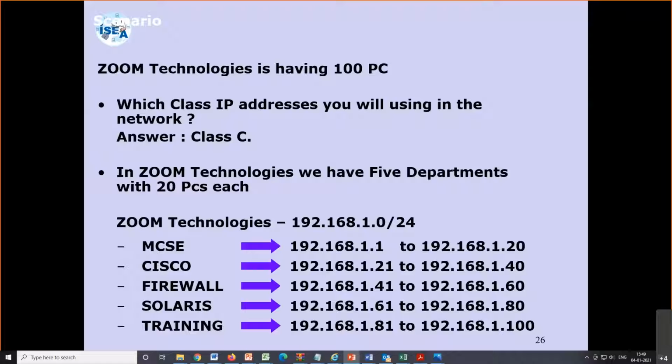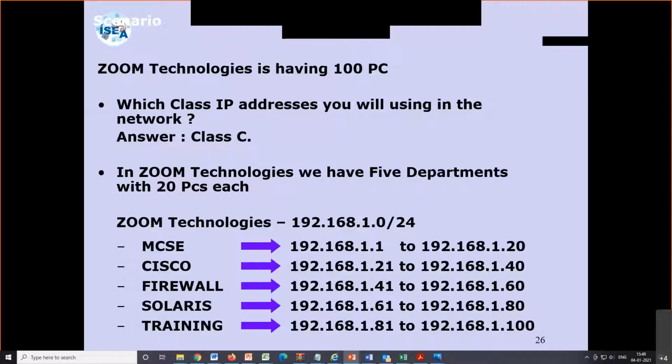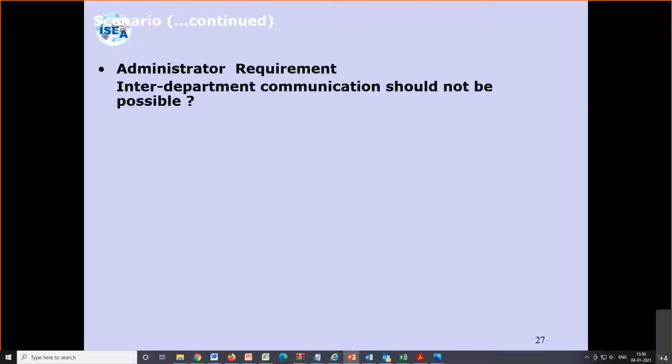Okay, 1.1, 1.20, 1.21. However, these are not separate broadcast domains. They don't have separate domains. Even if 1.1 sends a message to 1.20, it will go to 21, 40, 41, 61, even 81 also, 78, 99, everywhere it will go. So this is very difficult to manage, but interdepartment communication should not be possible.